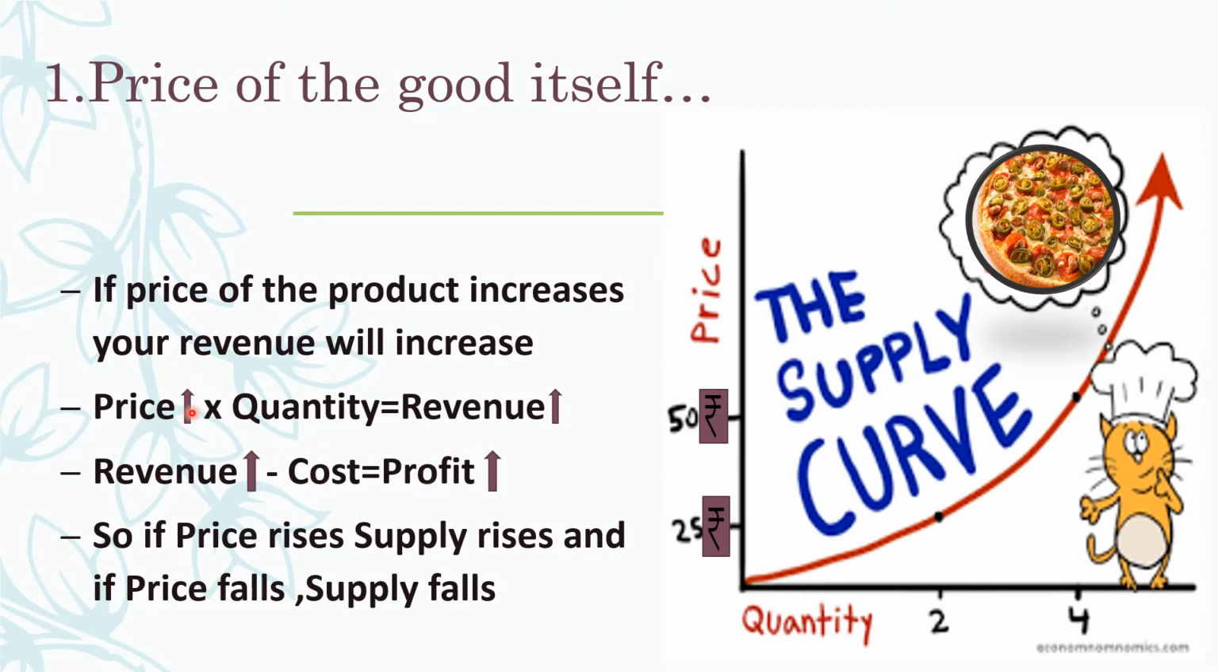So if price rises multiplied by quantity, then the revenue also rises. And if revenue rises minus the cost, then profit also rises. So if price rises, supply rises. And if price falls, supply falls. Because when price rises, the possibility of making higher profits is always there.